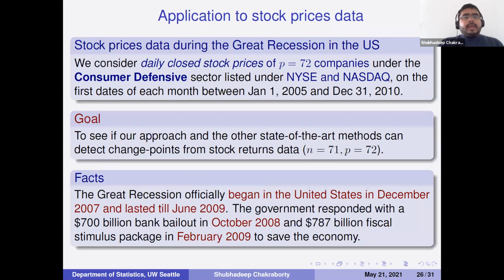Just to state some facts, the Great Recession officially began in the United States in December 2007 and lasted till June 2009, so it's around 19 months. The government responded with a $700 billion bank bailout in October 2008 and a $787 billion fiscal stimulus package in February 2009 to save the economy.